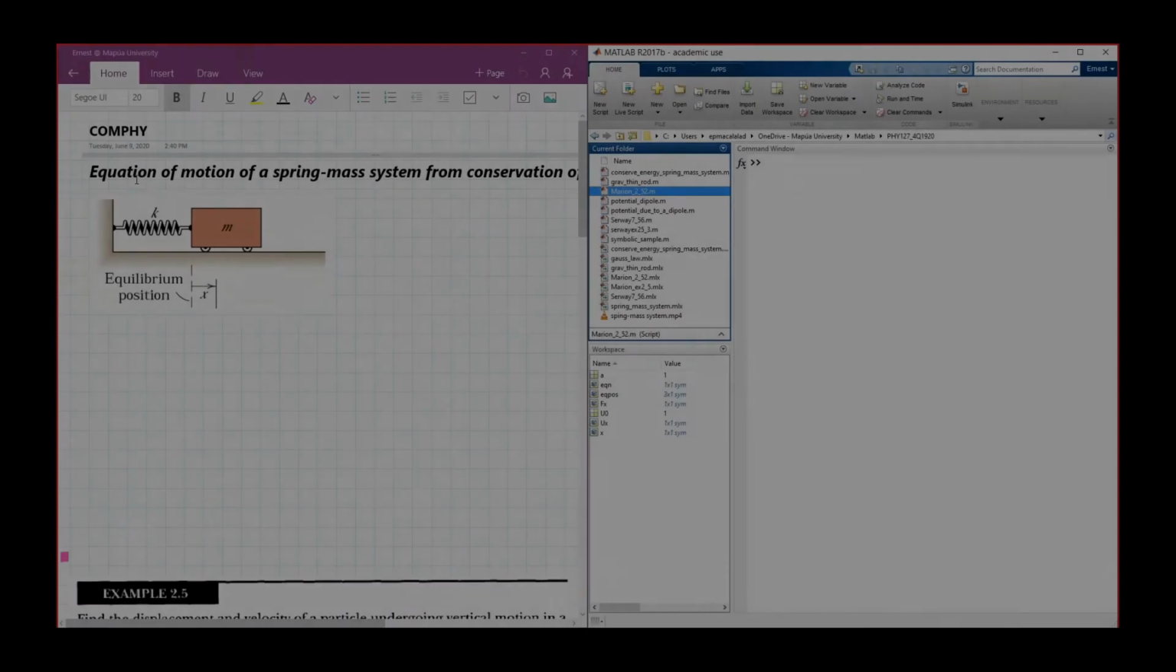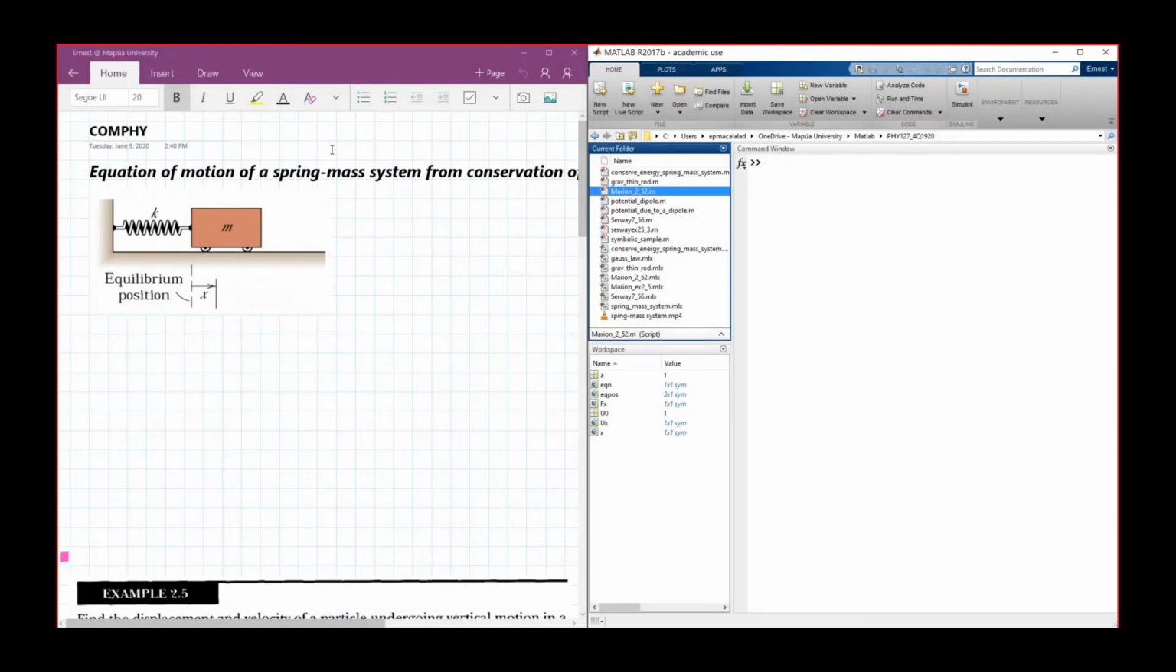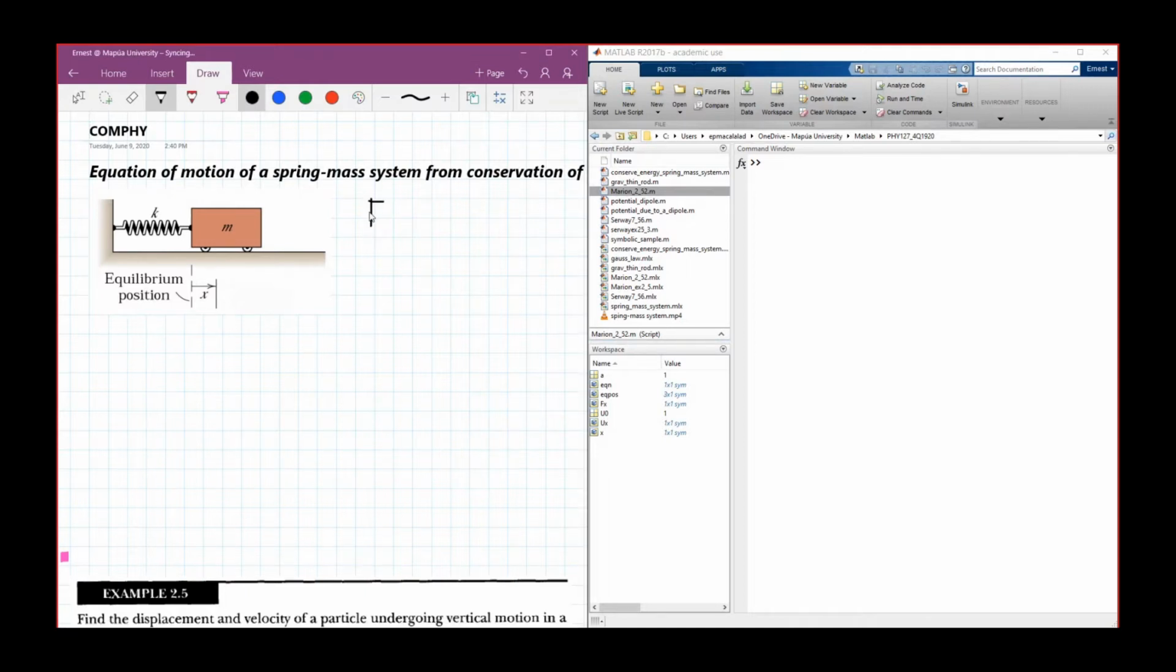So, the equation of motion for a spring mass system. Usually we first use Newton's laws to determine the equation of motion of a spring mass system, because when we use F equals ma, this will give you the equation of motion. You can also use the Euler-Lagrange equation.